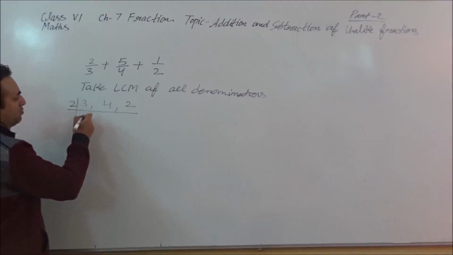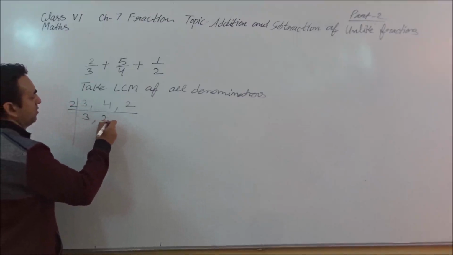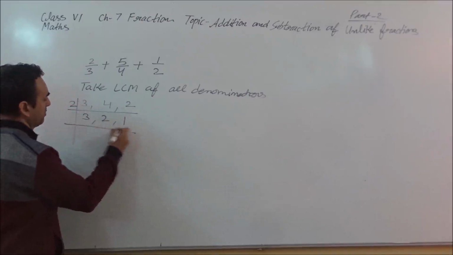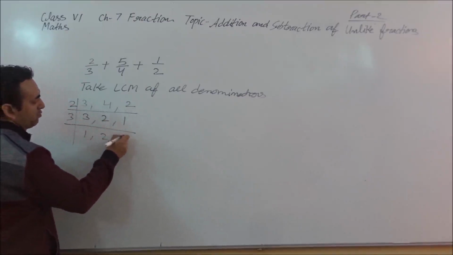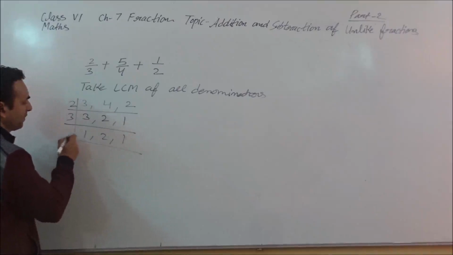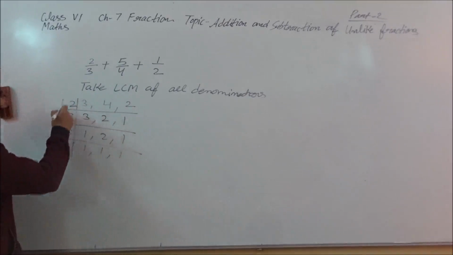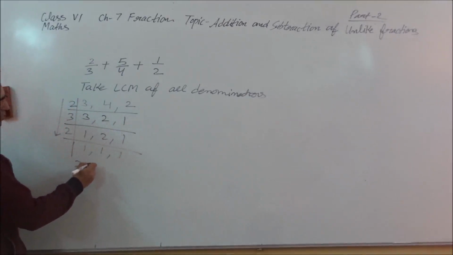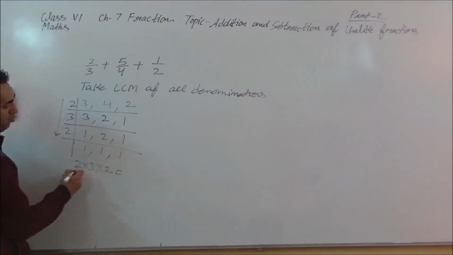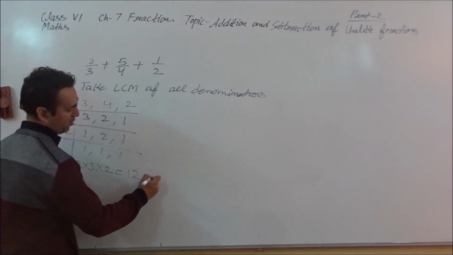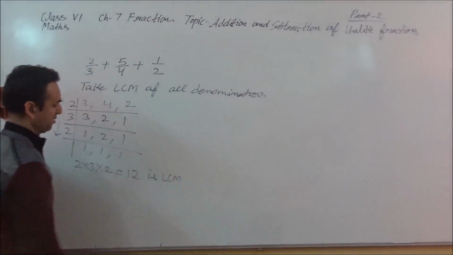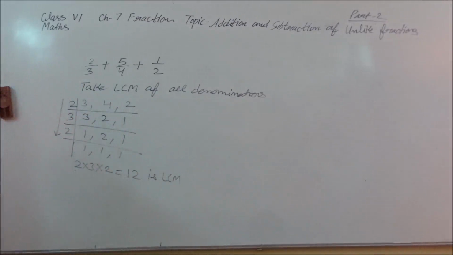So 2, 3 as it is, not divided. 2 to the 4, 2 to the 2. 3 to the 3, 2, 1, 2. Okay. Now we multiply these numbers. 2 into 3 into 2. 2 3s are 6, 2 6s are 12. 12 is the LCM. 12 is the LCM.